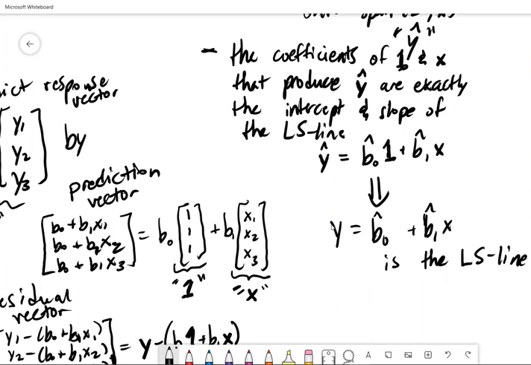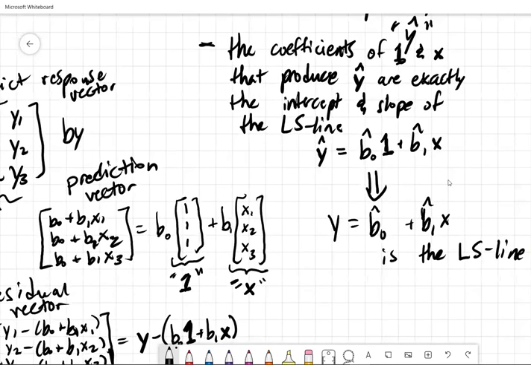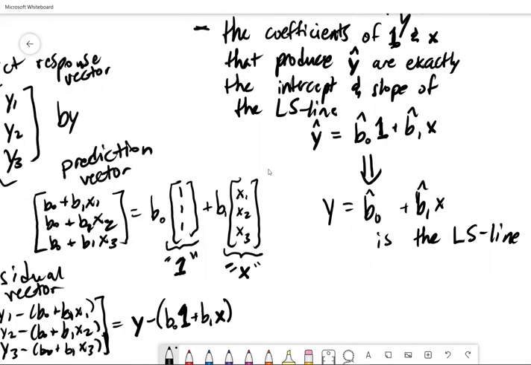So this is not a bold y and this is not a bold x. These are just dummy variables defining the line, y and x right here. And here these are bold. Let me reinforce that. These are the bold ones: the x vector, the y hat vector. And these aren't bold.